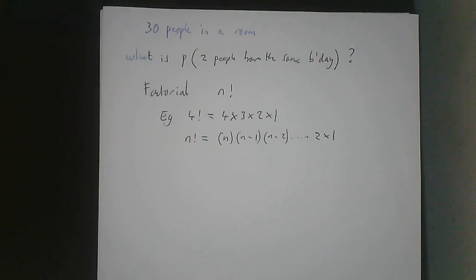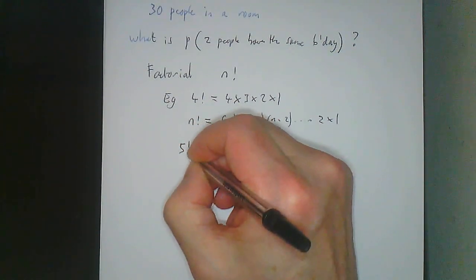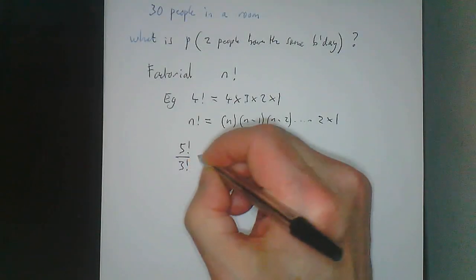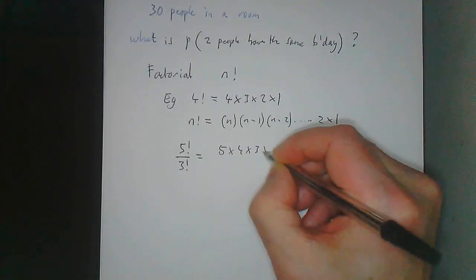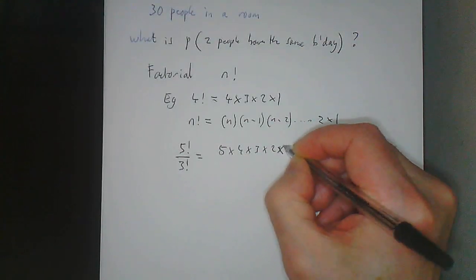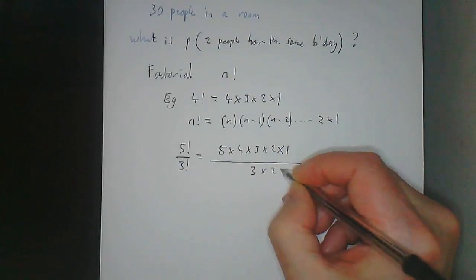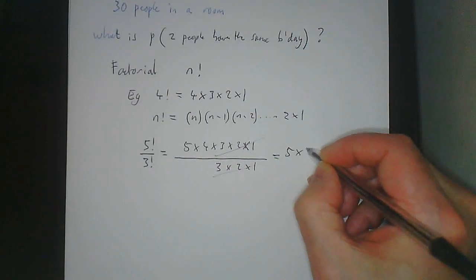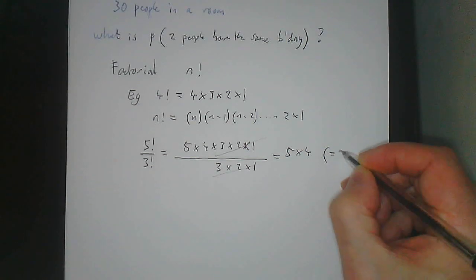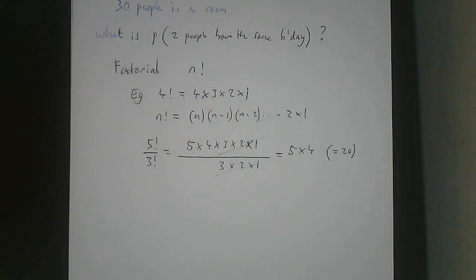So, for example, if you're asked to calculate 5 factorial over 3 factorial, then you could write it out in full: 5 times 4 times 3 times 2 times 1, all divided by 3 times 2 times 1, which is 3 factorial. You can see this part would cancel, and you end up with just 5 times 4, which is 20. So you could have calculations like that.